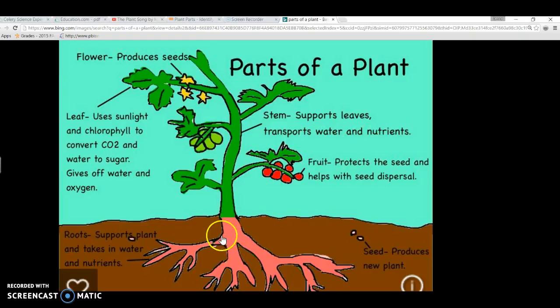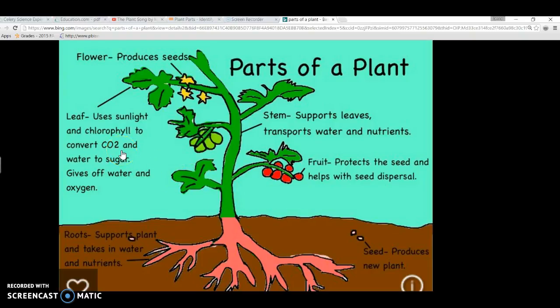So down here the root takes in the water and nutrients. And then the stem, which is this green part right here, transports the water and nutrients throughout the plant. So then what comes outside of this right here, these are called leaves. Leaves use sunlight and chlorophyll to convert carbon dioxide, that's what CO2 stands for, and water to sugar. It gives off water and oxygen, so the water comes in through the roots, up through the stem, and then it goes out through the leaves.